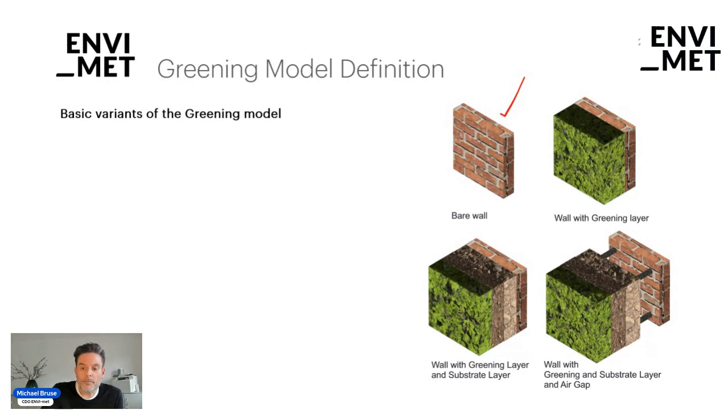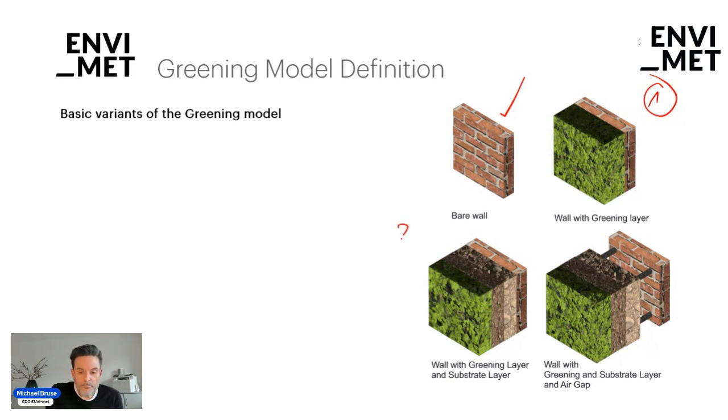Option number 1 would be a wall with a greening layer attached. That means there is no substrate, there is just the wall and the greening at the wall. The question is, where does the greening grow? Well, normally it's, for example, a climbing plant which comes from the ground, or maybe it's a plant that grows on the roof and is climbing or falling down the facade. So that's option number 1.